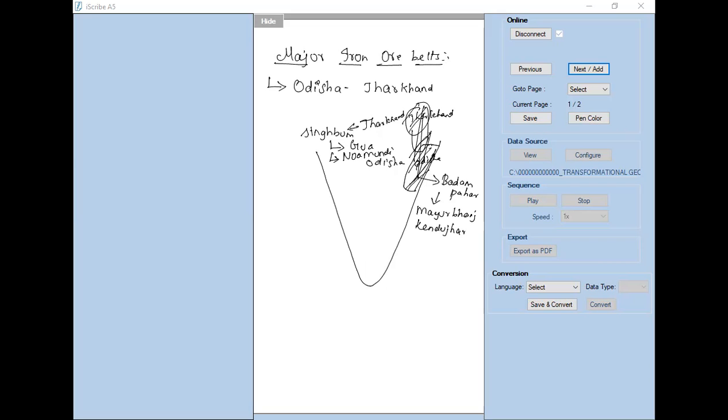And in this belt, we have hematite ore. We don't have magnetite ore. That is high grade hematite ore. That is about Odisha-Jharkhand. And next we have to see the Durg-Bastar-Chandrapur belt.